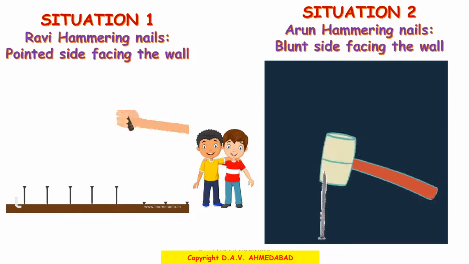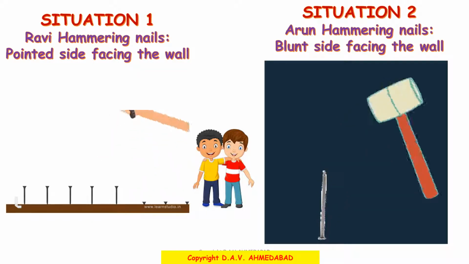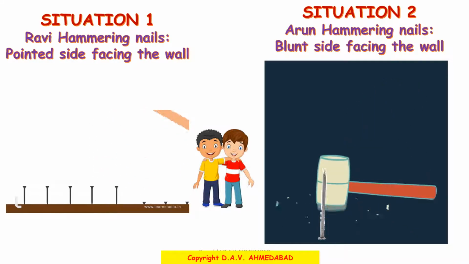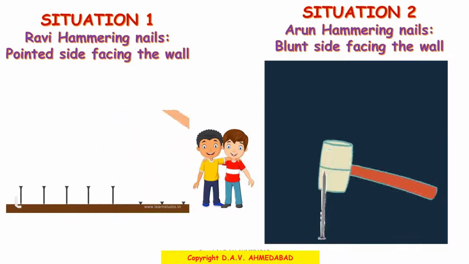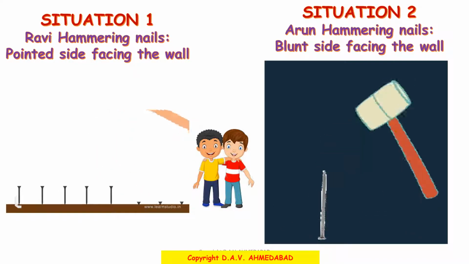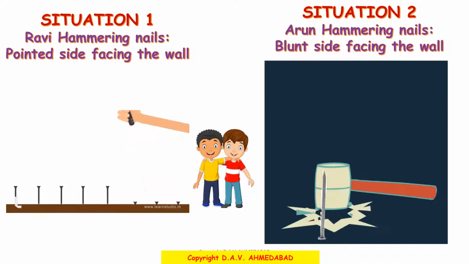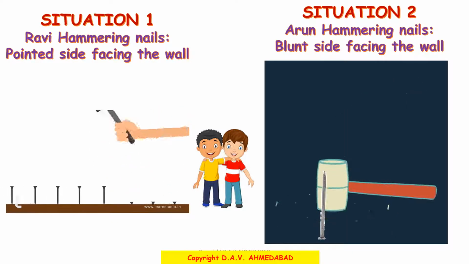Now, how is Ravi doing that work? Ravi is hammering the nail with the pointed side facing the wall, whereas Arun is doing the same thing in the opposite way. And what happened after that? Ravi was able to successfully complete the task given by the teacher, whereas Arun was unable to do that work.